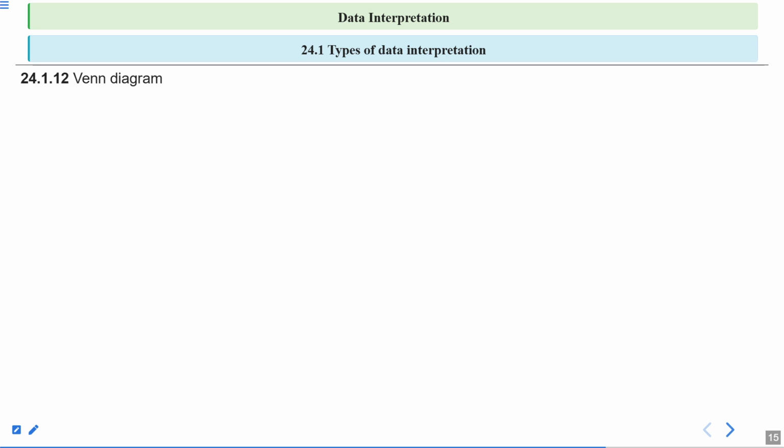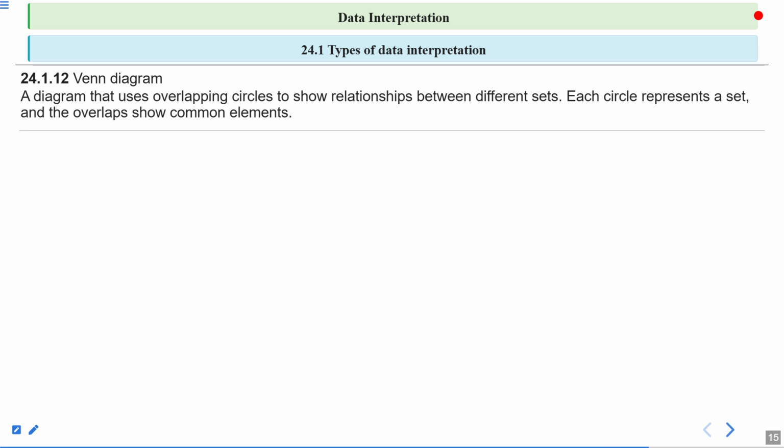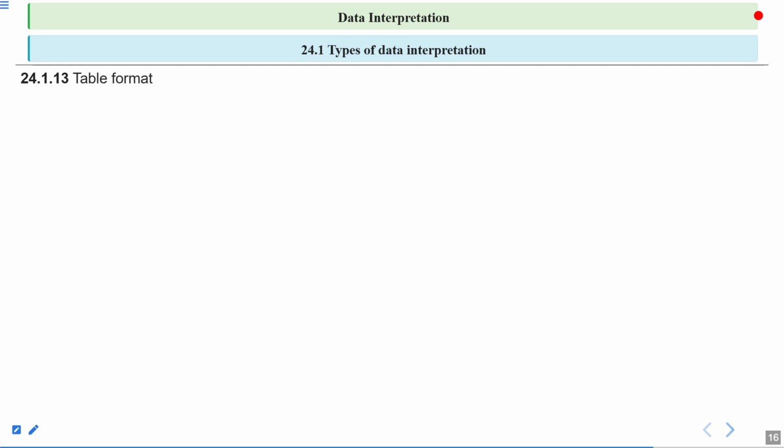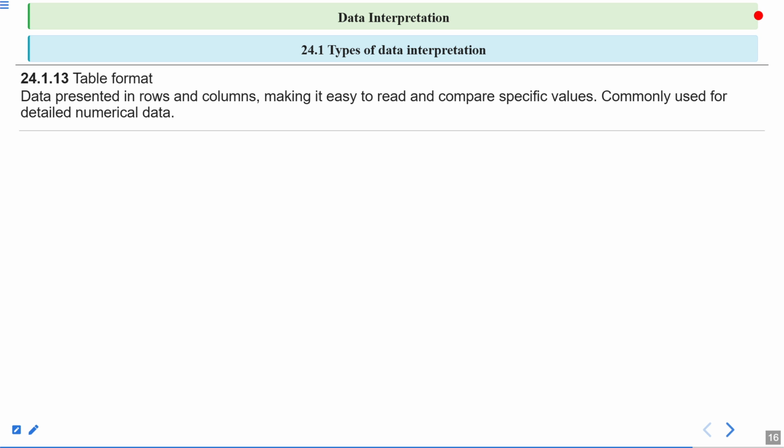Next one, Venn diagram. So a diagram that uses overlapping circles to show relationship between different sets. Each circle represents a set and the overlap shows common elements. Next one, table format. So data represented in row and columns, making it easy to read and compare specific values, commonly used for detailed numerical data.